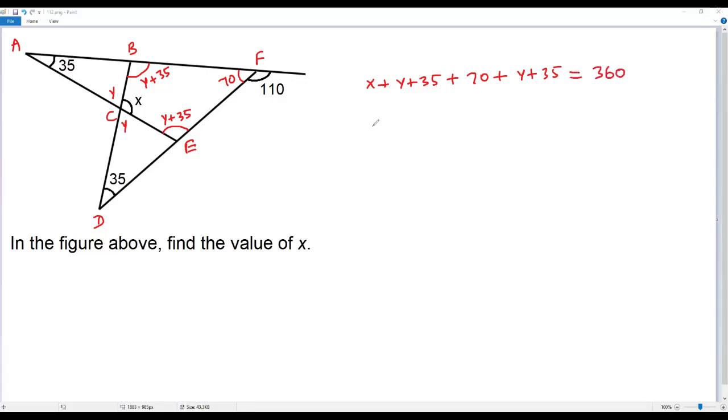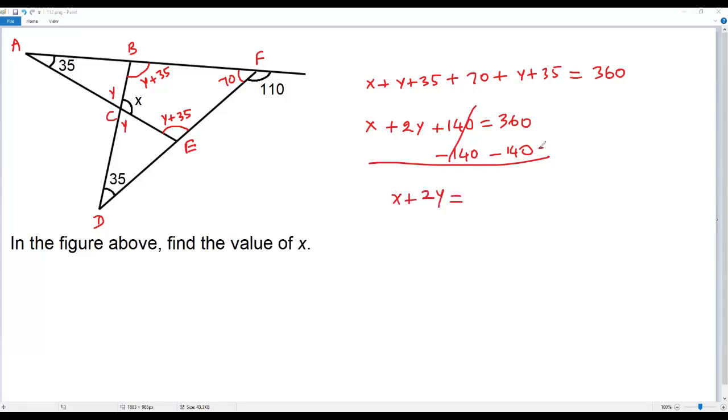Now let's combine the like terms. I'm getting x, and when I combine y and y, I get 2y. When I combine 35, 70 and 35, I get 140. So x + 2y + 140 equals 360. Now let's subtract 140 from both sides. The positive 140 and negative 140 cancel out. I'm getting x + 2y equals, when I subtract 140 from 360, 220.